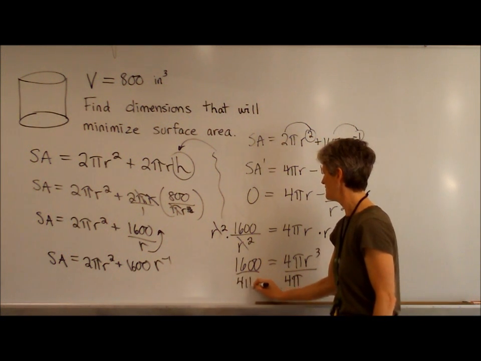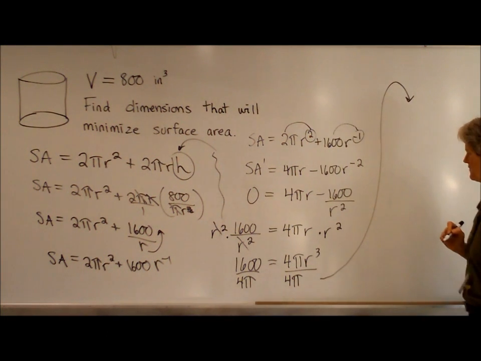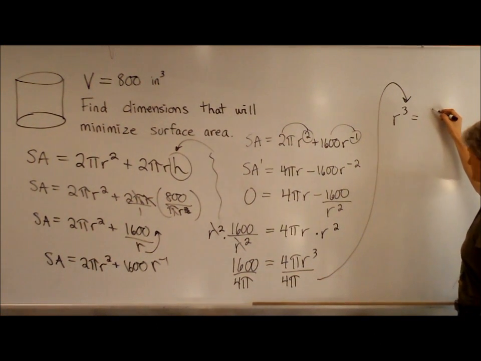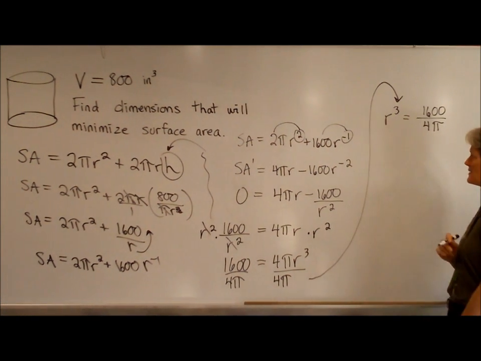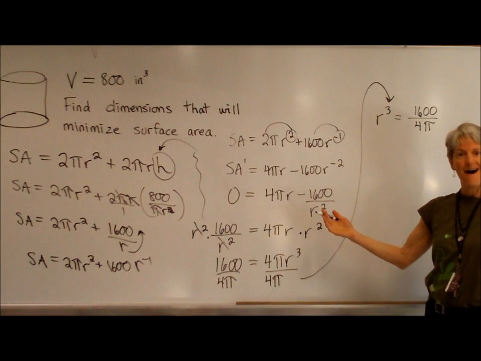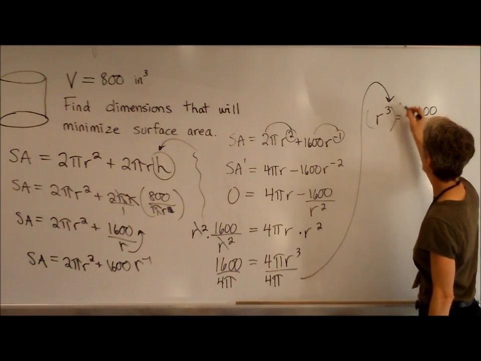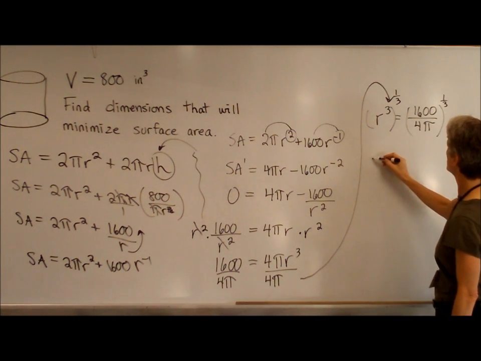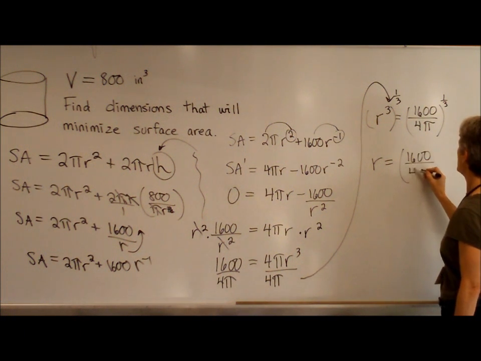This is getting good. And I need more room. Can you see me up here? Yeah, I gotcha. Okay, so I have r cubed equals 1600 divided by 4 pi. How do I get that r by itself? I think you're going to have to take the cube root. You're very good at this. Thanks. Let's take the cube root. I'm just going to write that as raised to the 1/3.